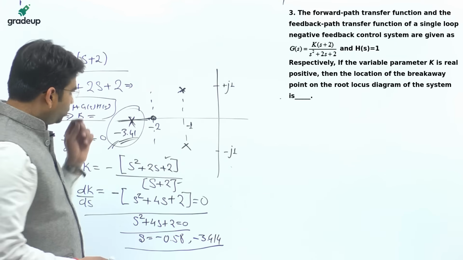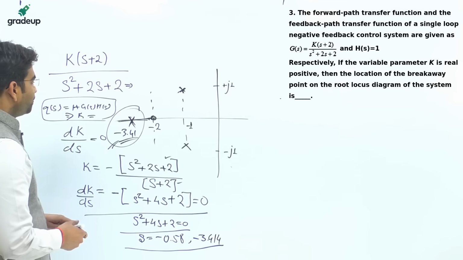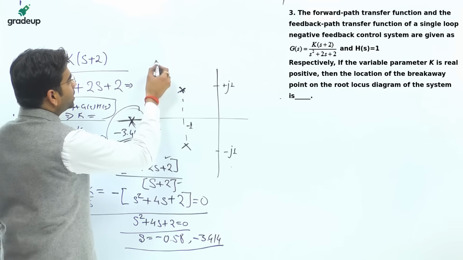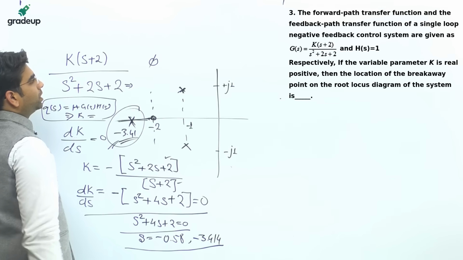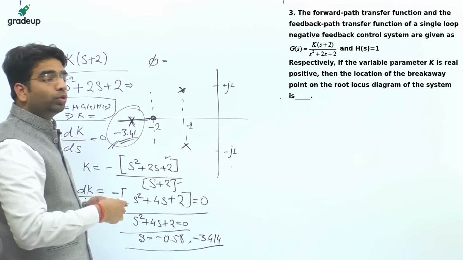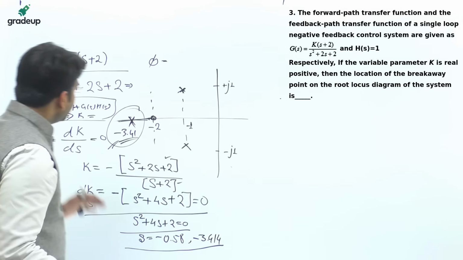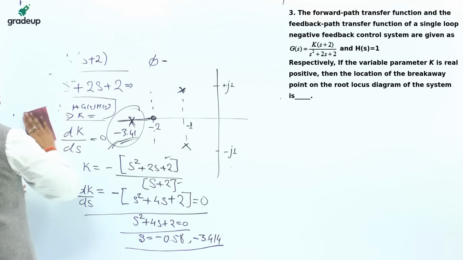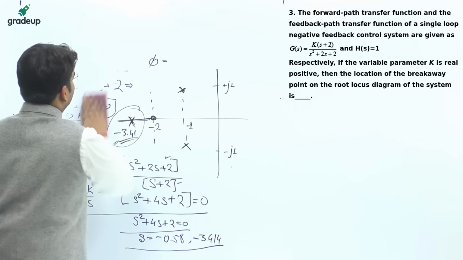So for root locus, you have to especially manage all the properties of the root locus. The asymptotes at which the root locus branches tend to infinity will be (2k plus 1) into 180 degrees upon P minus Z, where P is the number of open loop poles and Z is the total number of open loop zeros.